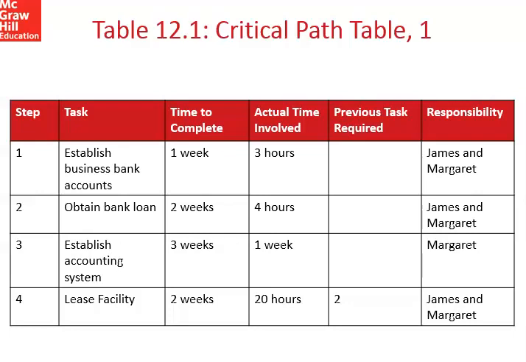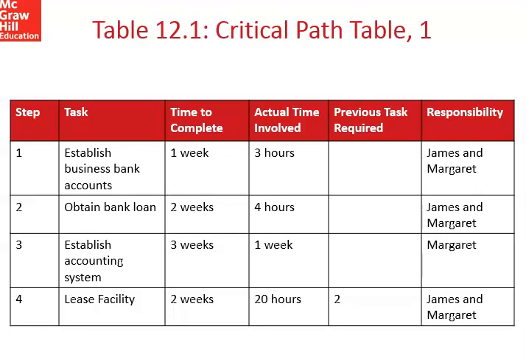A small business owner establishes criteria to construct a critical path chart. The amount of time needed to complete the key tasks required to open new business. The amount of time the owner needs to be involved in new business activities. The prerequisite tasks. The identification of the person responsible for task implementation.